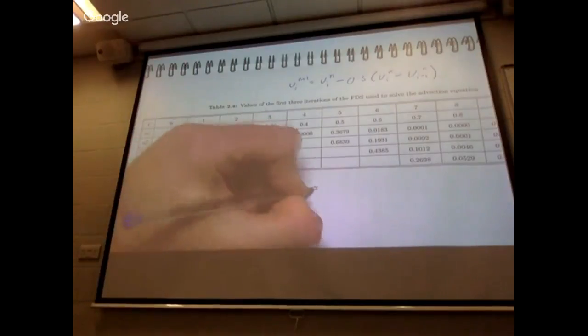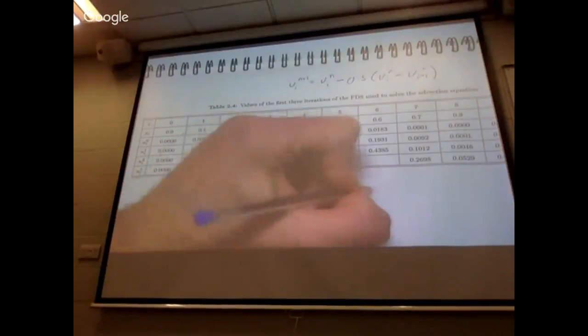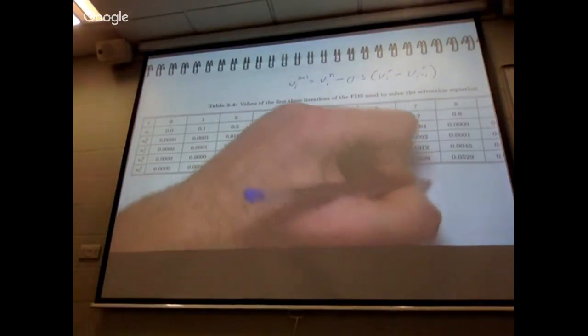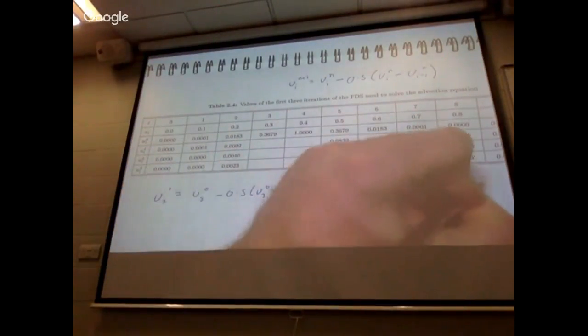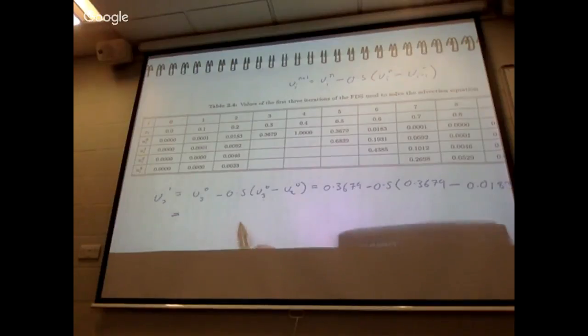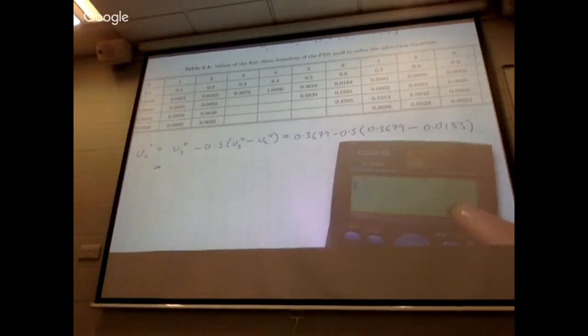Okay, so U3 0 is this number here, 0.3679, minus 0.5 multiplied by 0.3679 again, minus its left-hand neighbour, 0.0183. And you just plug the values into a calculator. So what did we get? 0.3679 minus 0.5 times 0.3679 minus 0.0183, and it's 0.1931.